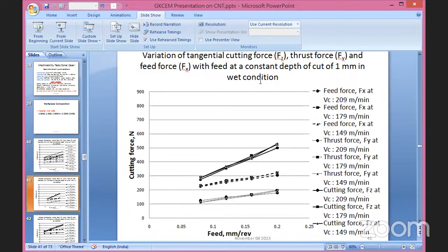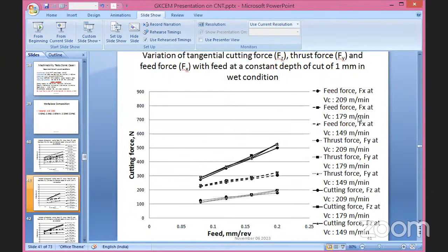So next one corresponds to wet condition. Here wet condition means normal water soluble oil is used, not lubricating oil, it is water soluble oil that is used here. And here also we are seeing that all the force components are having a typical nature, that with feed the cutting force values are almost proportionally increasing. Px, Py and Pz: Px is the feed force, Py is the axial force, the y direction force, and Pz is the main cutting force, the tangential direction force. All the forces are varying in a very similar fashion.